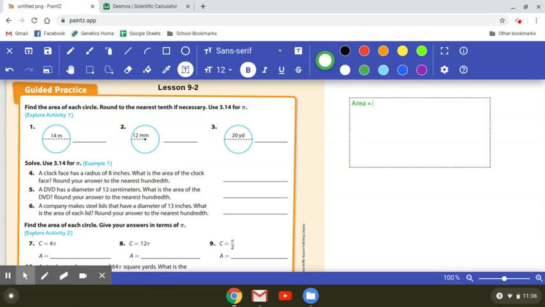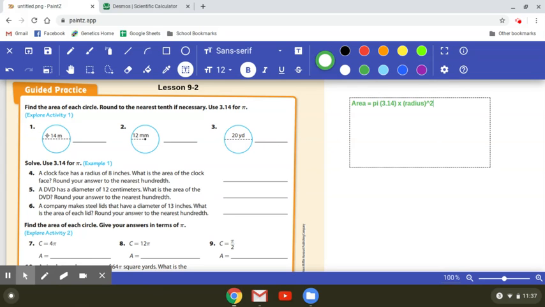Area is equal to pi, or 3.14, times the radius squared. Since this is just typing symbols, I use this little caret symbol to signify that we're squaring it. All right, so the radius squared.